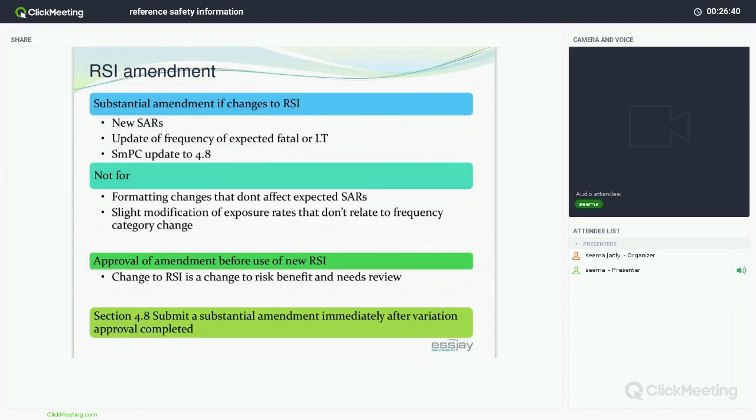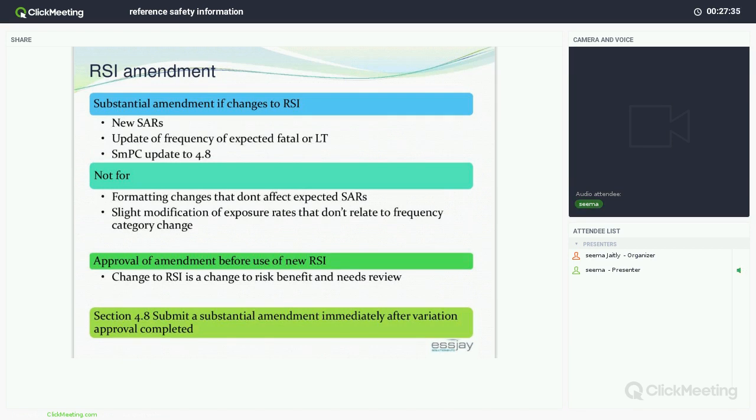Now, when we look at amending your reference safety information, this is from the clinical trial perspective. Substantial or important changes would include things like new serious adverse reactions, any updates to frequencies, or an update to section 4.8 of the SPC if you're using section 4.8 as your reference safety information. And here you would need to ensure that you had a substantial amendment for any of these changes before you can implement the updated reference safety information for assessing expectedness. You wouldn't need a substantial amendment for things like formatting changes or modification of exposure rates that don't actually change your category, so things that don't change the adverse reactions that are presented. So you wouldn't need an amendment for that.